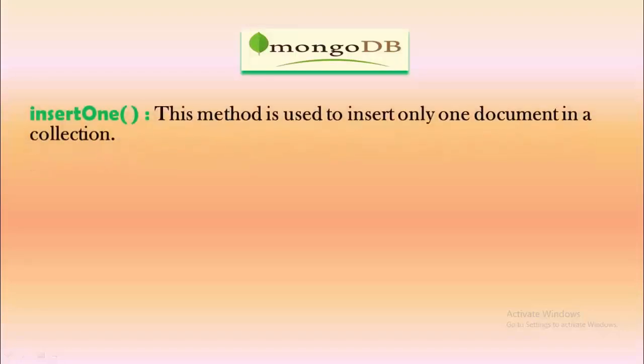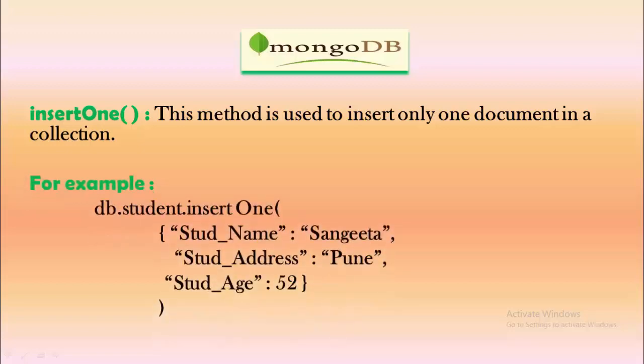Now let's see the next method, that is insertOne. This method is used to insert only one document in a collection. In the previous method, we were inserting one document as well as multiple documents, but this method can only insert a single document within a collection. So let's try to understand it with an example.